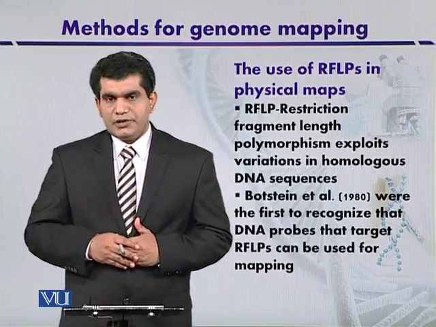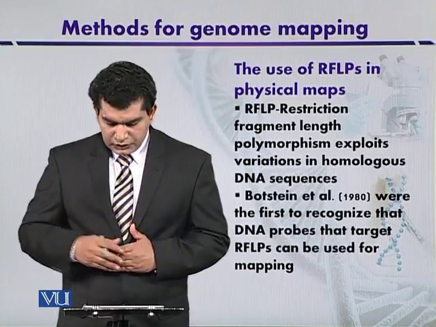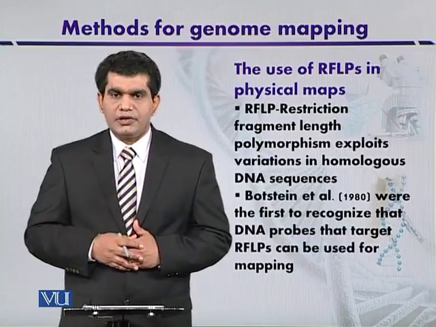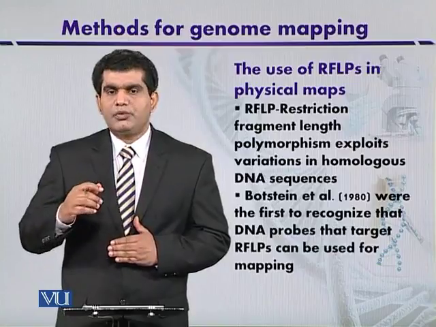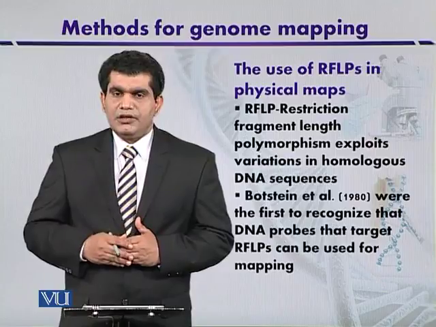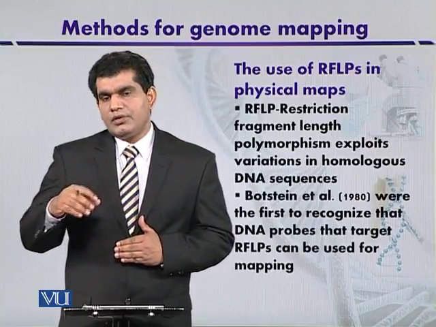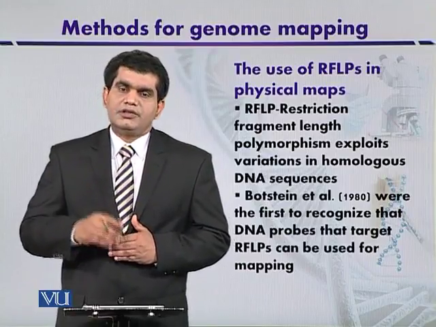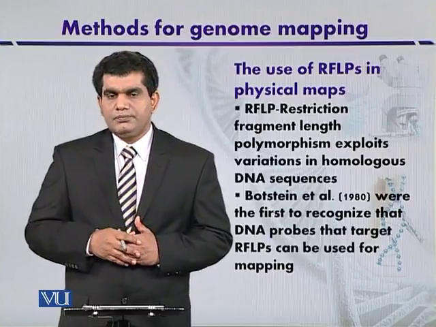in physical mappings. This technique was first introduced around 1980 by Botstein and his co-workers, and he exploited DNA probes for this purpose. So he suggested that DNA probes can bind with the complementary sites in the restriction fragments, and then we can map the genomes.